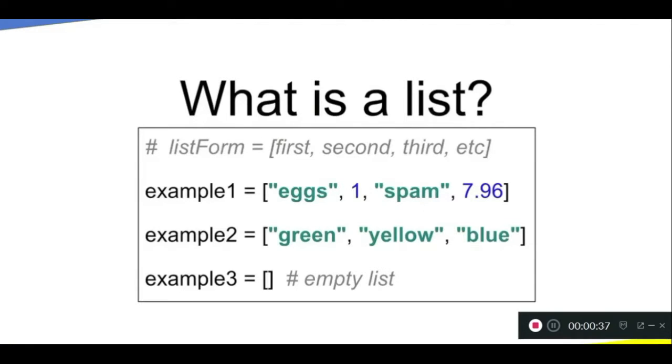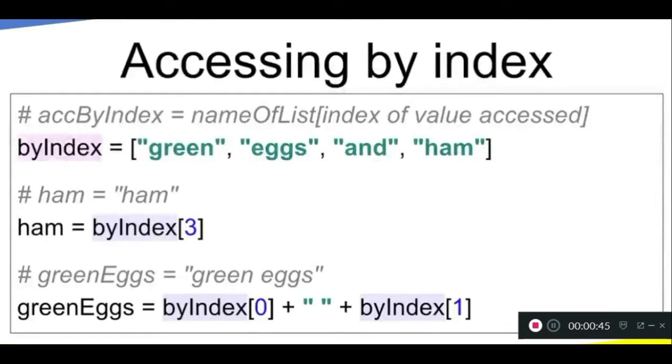We can also, as you can see in example 3, create an empty list by using square brackets. So this is how a list is declared. Now you must be thinking how to access the elements of a list. You can access them by index.